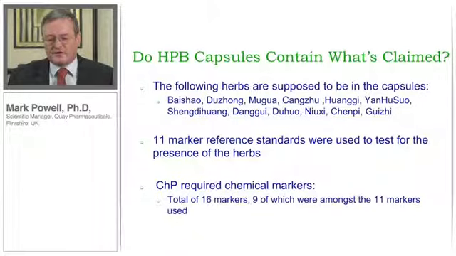So there's the list of the herbs that were supposed to be in the capsules. As I've already mentioned, we ran 11 marker compounds that are characteristic of these herbs. For these different herbs, there are 16 marker compounds listed in the Chinese Pharmacopoeia. We only managed to source 9 of those, and as I've mentioned, the other 2 marker compounds we took from a literature source.